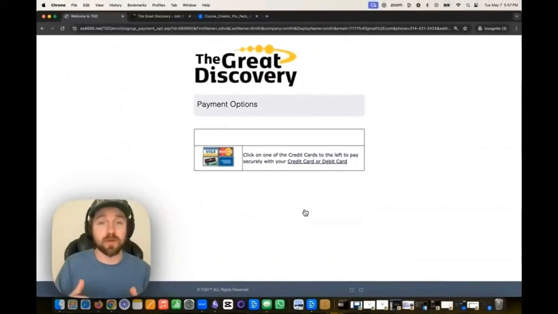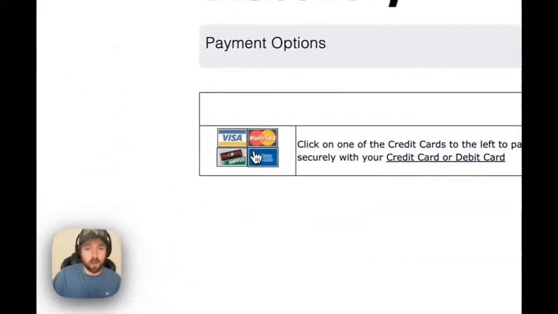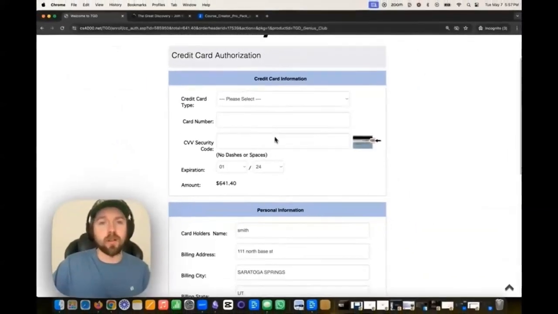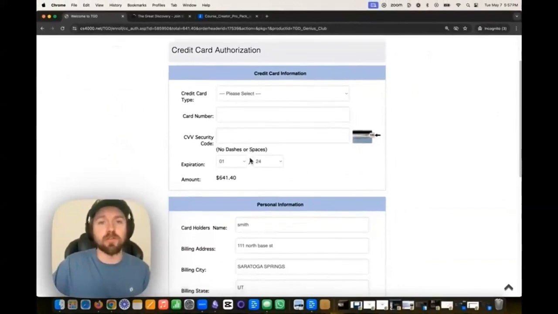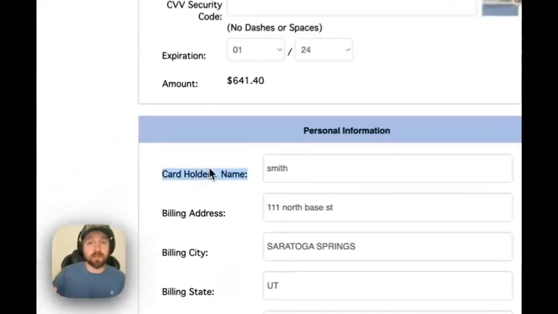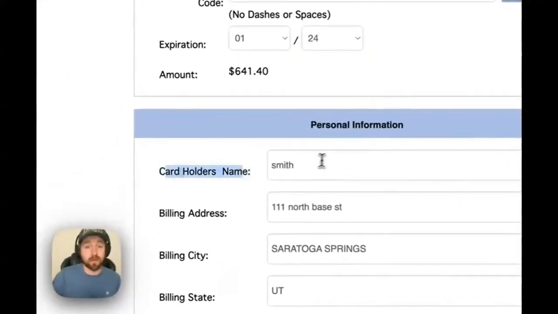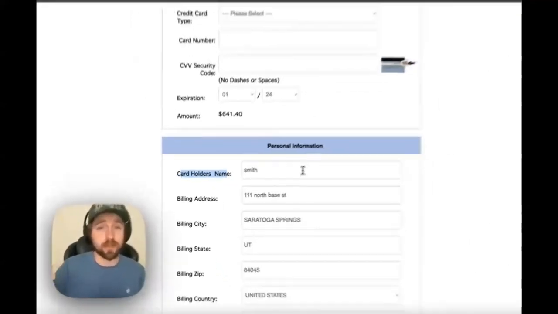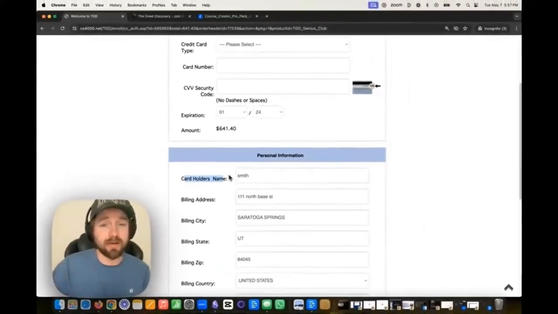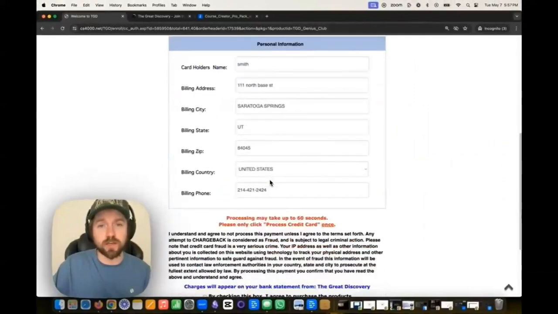Now, this is the payment screen. In order to pay, you need to click directly onto the credit cards themselves. You click on the credit card. So click on the credit cards and then fill out all of this credit card information here. You might have to change your card holder's name because it will enter your company name, not the name that is on your credit card maybe. So you might have to re-enter that. Make sure all of this information is correct.